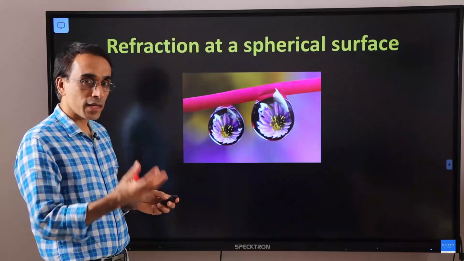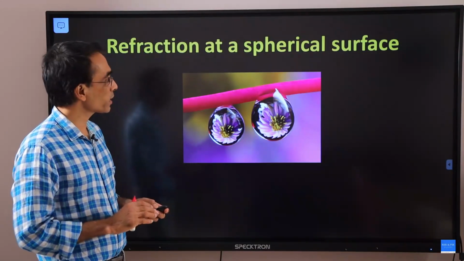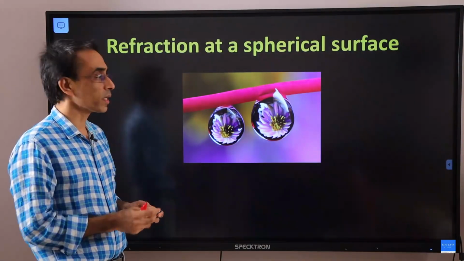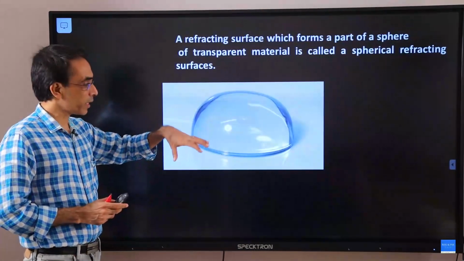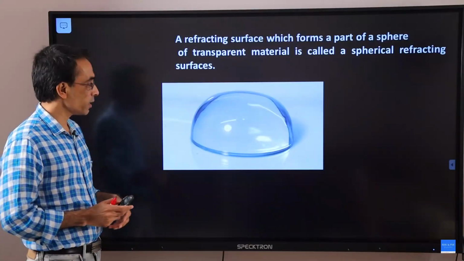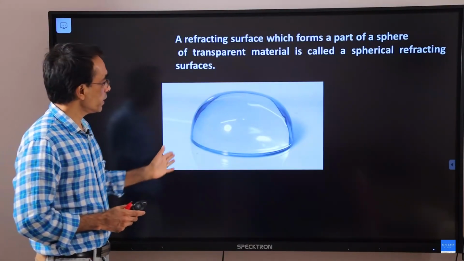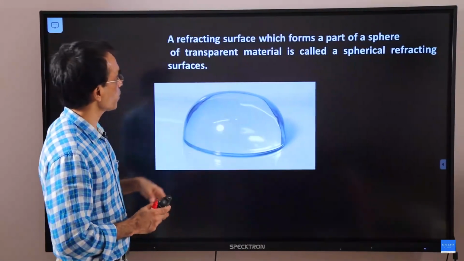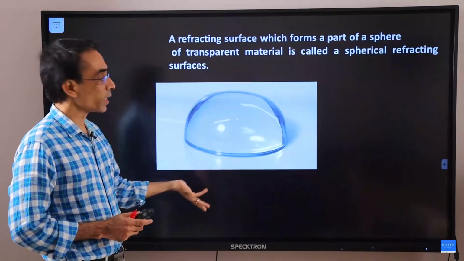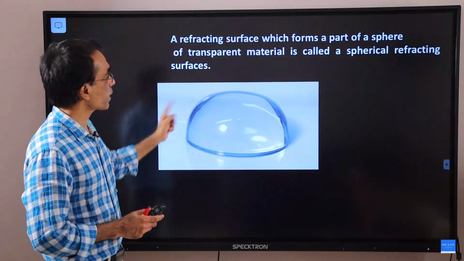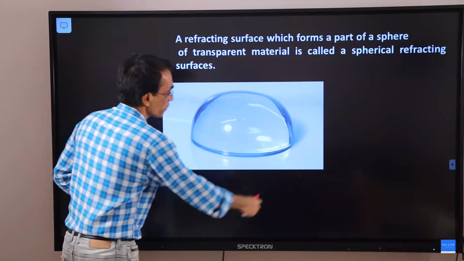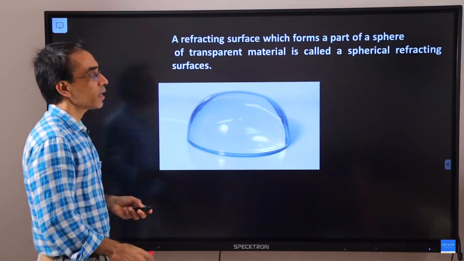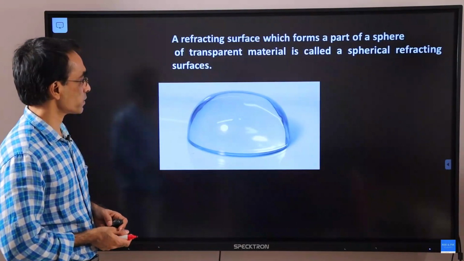But we aren't taking a water drop, we will be generally taking more exactly spherical surfaces. Like this paperweight-like thing, a globe of glass, a hemisphere. It has almost a spherical surface, a refracting surface. Refracting means it should be transparent. A transparent surface which forms part of a sphere. This you can see is a part of a sphere, which is what we call a refracting spherical surface.